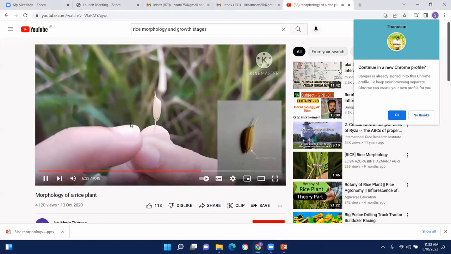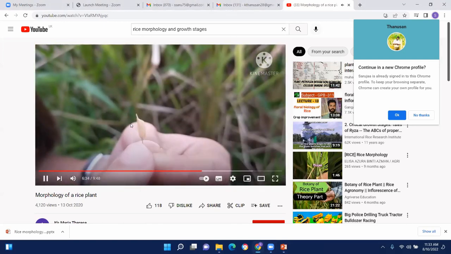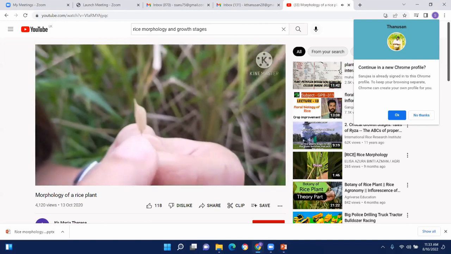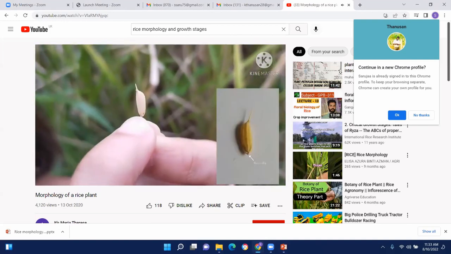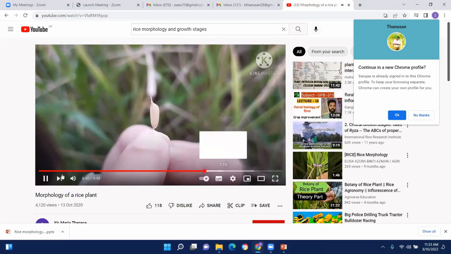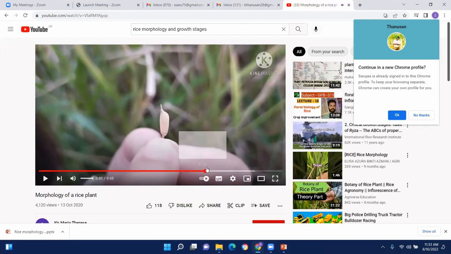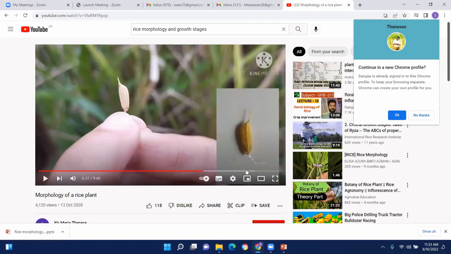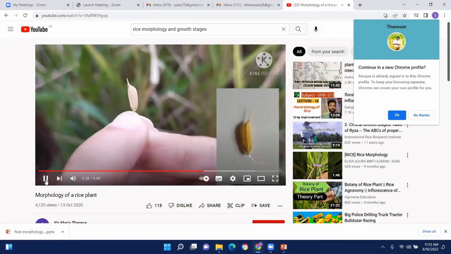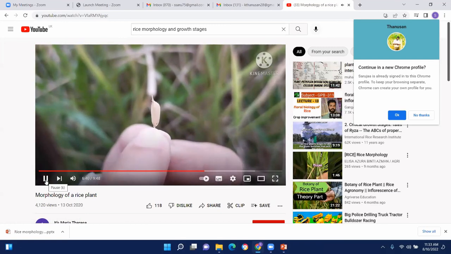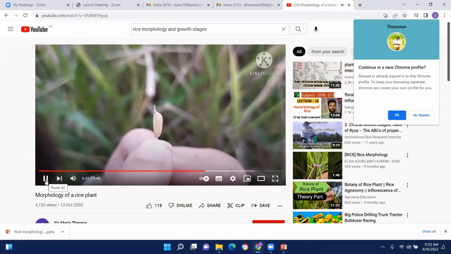We call this the sterile lemma. And between the sterile lemma, this is what we call the rankilia. Okay, can you see this part? This rankilia is located between the sterile lemma.